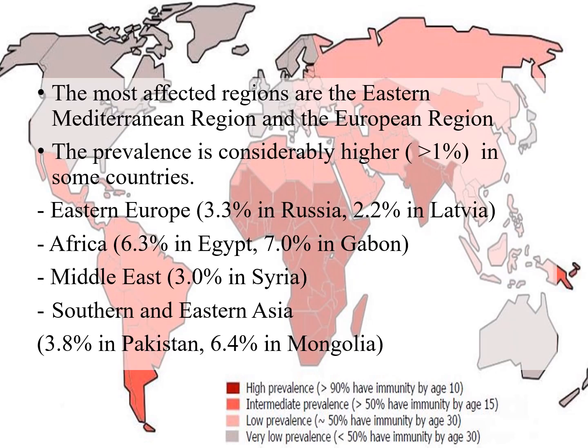The most affected regions are the Eastern Mediterranean region and the Eastern European region. The prevalence is considerably higher, more than 1% in some countries. Eastern Europe: 3.3% in Russia, 2.2% in Latvia. Africa: 6.3% in Egypt, 7.0% in Gabon. Middle East: 3.0% in Syria. Southern and Eastern Asia: 3.8% in Pakistan, 6.4% in Mongolia.